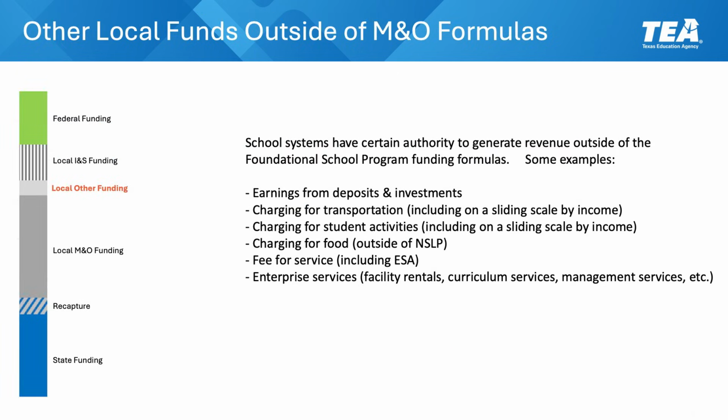And lastly, beyond these funding sources, there are other local funds that are outside of M&O formulas where school systems have authority to generate revenue. Some examples of this, although this list is not exhaustive, are earnings from deposit and investments, charging for transportation, charging for student activities, charging for food outside of the school lunch program, fee for service, which includes charging fees under the education savings accounts, and other enterprise services.